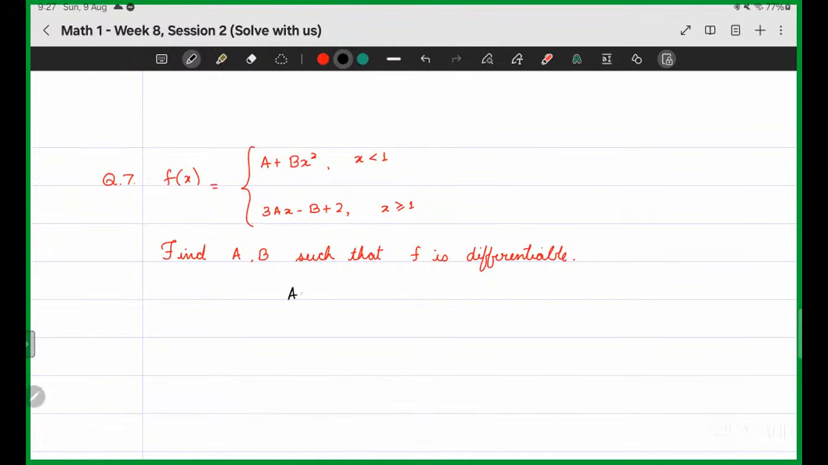First one is a plus b x square, right, sir? Yes. Okay. And the second is 3ax minus b plus 2. So this is the solution. Now, this is the answer. Now let's go through the solution.